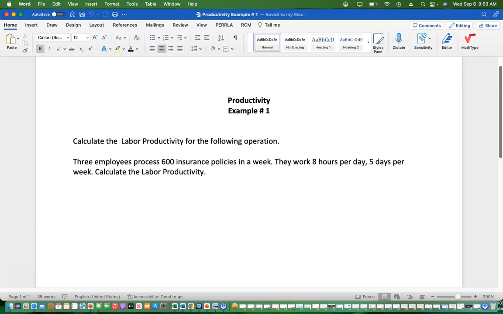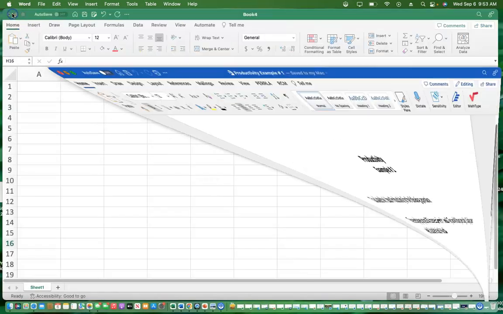The question says, calculate labor productivity for the following operation. Here we have three employees who are supposed to process 600 insurance policies in a week. They work 8 hours per day, 5 days per week, and therefore we need to calculate labor productivity. So we used Excel as follows to solve this question.